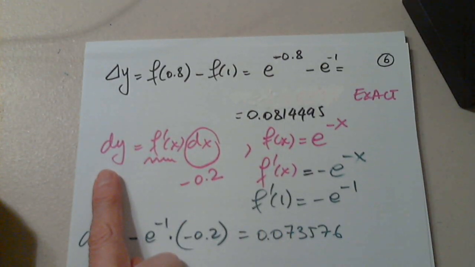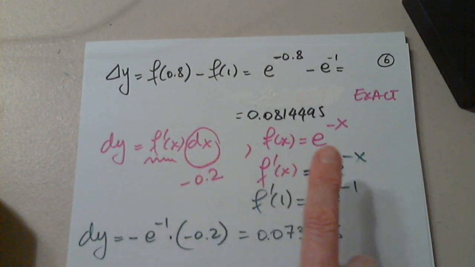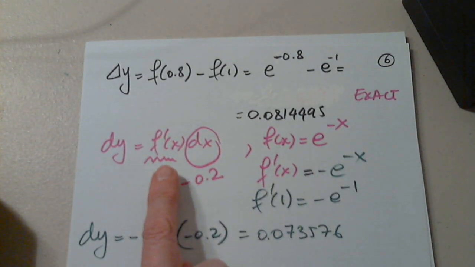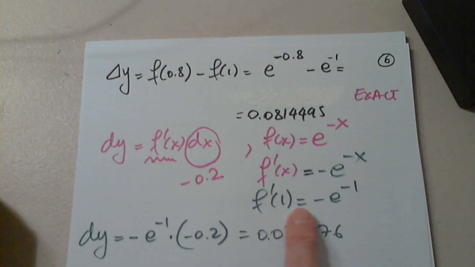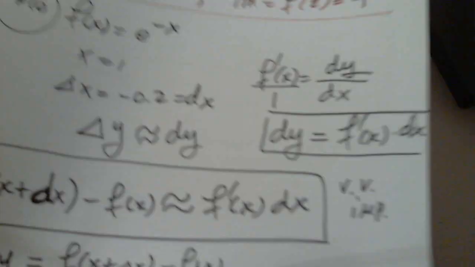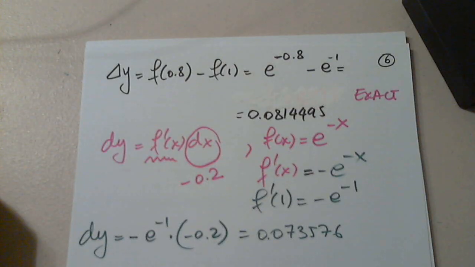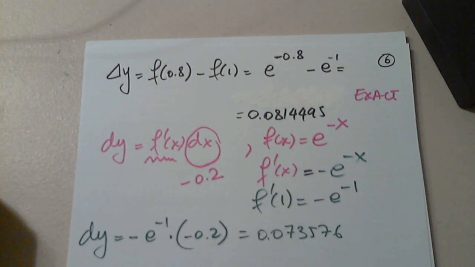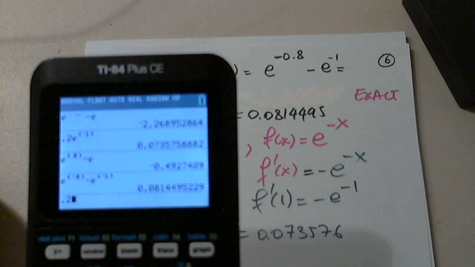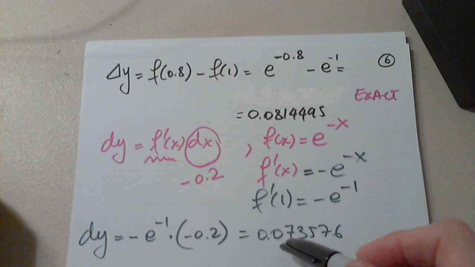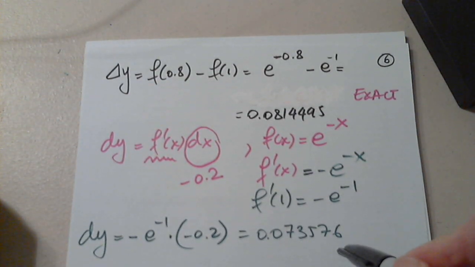Now, when we calculate the approximate, f prime of x dx, f prime of x, that's correct, negative e to negative x. We only have to plug in the easy part, which is 1, so it's negative e to negative 1. And delta x or dx is given to us as negative 0.2. Now I'm checking everything. Once I made an error, I check again. So negative times negative is positive, and I'm checking again 0.2 basically divided by e. And that's correct, 0.07357776.